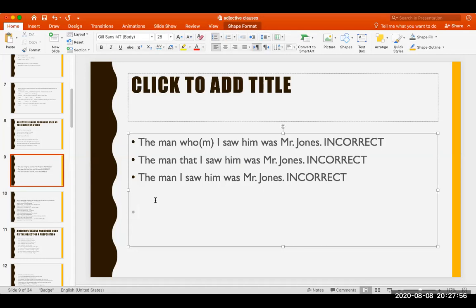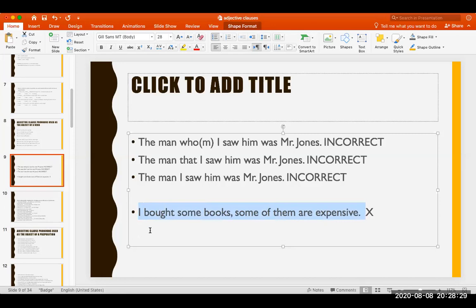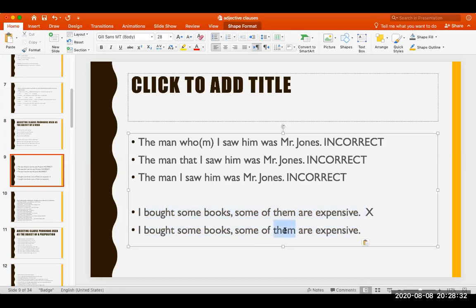The sentence, for example, says, I bought some books, comma, some of them are expensive. I gave you this example before. This is wrong because subject verb connected with a comma, wrong. A comma cannot connect. Please stop making this mistake. Please stop connecting sentences with a comma. It's not a connector. Now, this very same sentence can be fixed just by replacing them with which. I bought some books, some of which are expensive.